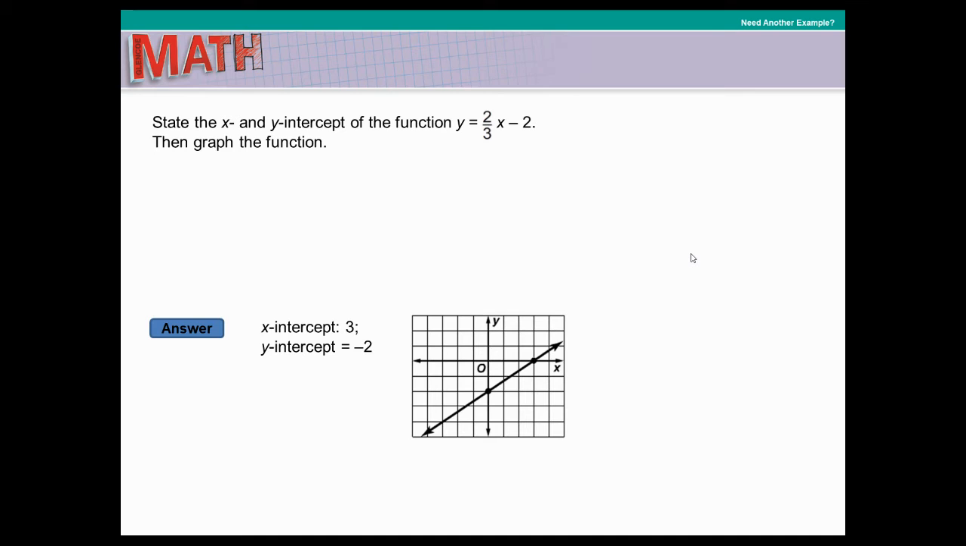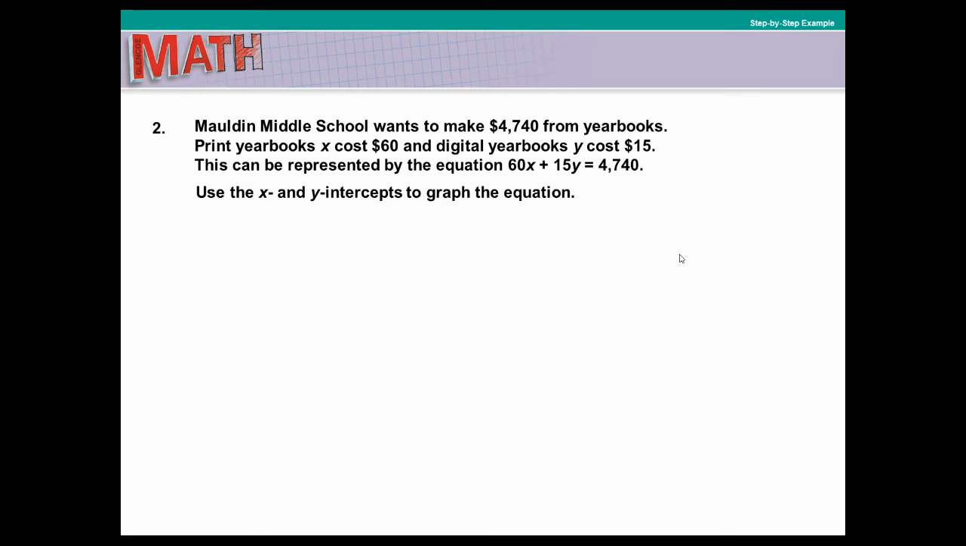Okay. Again, questions, make sure you write it down and ask me on Wednesday or before then if you need to. Now, what if we have it in the standard form? Malden Middle School wants to make $4,740 from yearbooks. To print yearbooks is $60, X times $60, and digital costs $15. This can be represented by 60 times X plus 15 times Y equals 4,740. Use the X and Y intercepts to graph the equation.